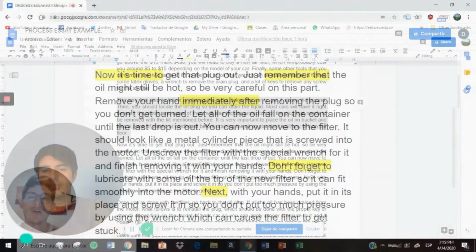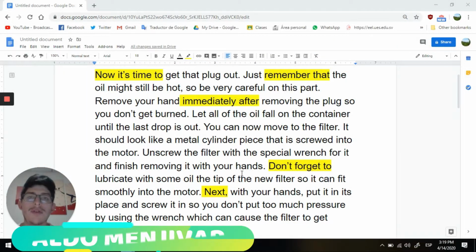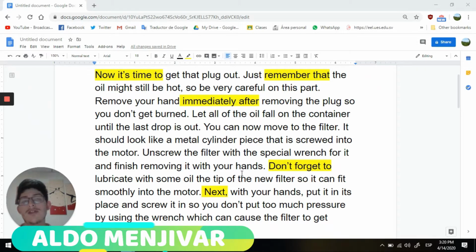To continue with the structure of your process essay, there's one thing you should remember. There are no limits for how long your essay is going to be. It all depends on two key factors. The first of them will be if you have a pre-established limit of words or paragraphs, let's say, for example, for a homework. And then the other factor will be how much time this process takes to be completed. For longer processes, you will have longer essays.